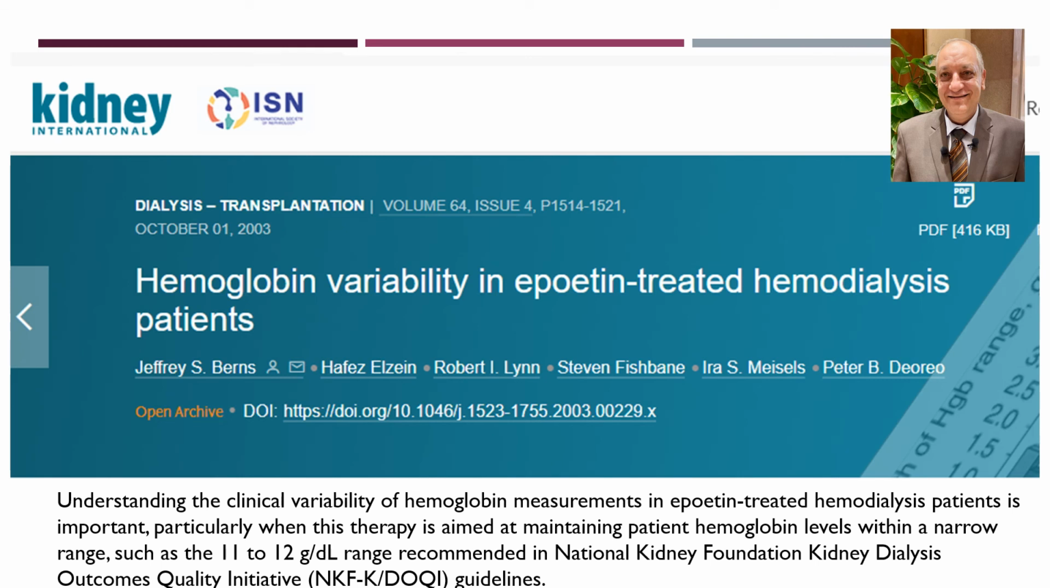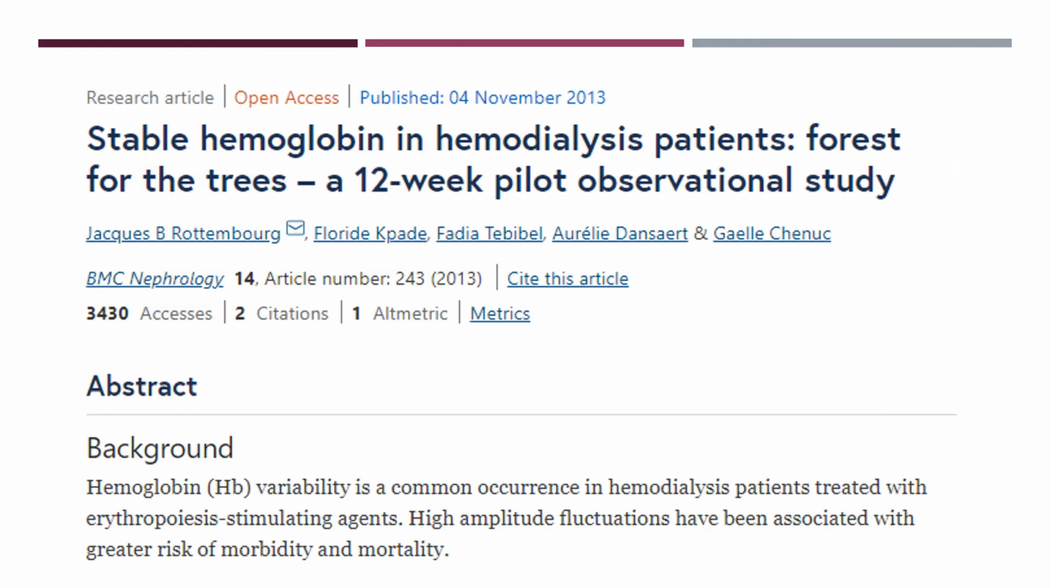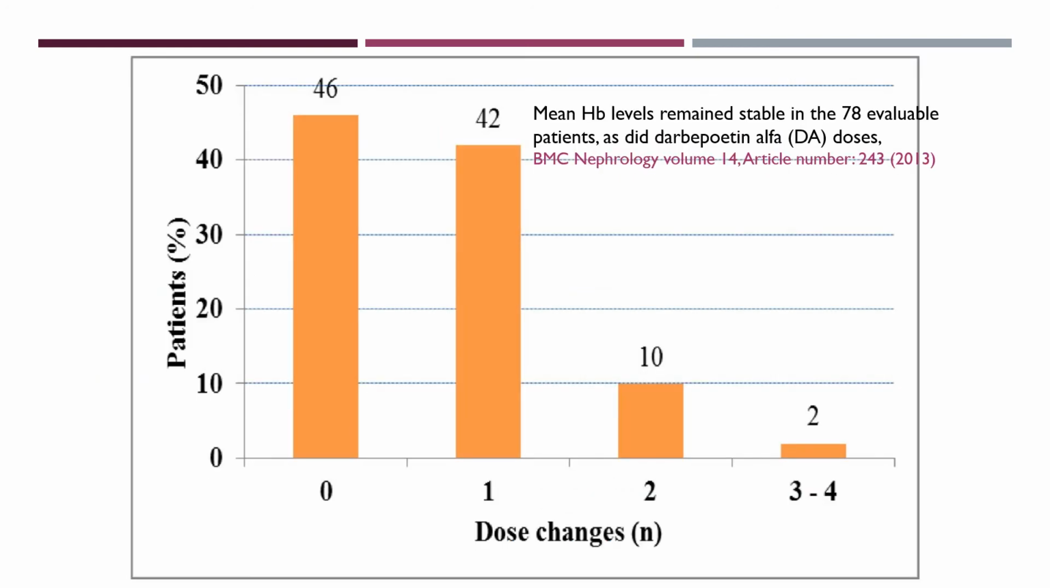That's why hemoglobin variability in erythropoietin-treated hemodialysis patients matters. With a stable hemoglobin in hemodialysis patients, in a 12-week pilot observational study using the same dosing and the same medications, one can maintain the hemoglobin at the same level with the same doses.